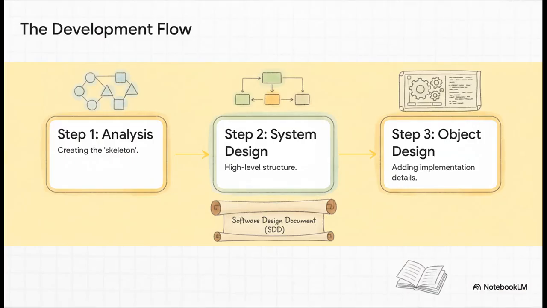And this little flowchart shows you exactly where object design fits into the whole process. See? You start with analysis, you find your objects, you build that skeleton. Then you zoom out a bit for system design, figuring out the high-level structure, how the big pieces talk to each other. Then you zoom right back in for object design. And that's our focus today. It's where you add all those rich, nitty-gritty implementation details. It's the real bridge between a cool idea and an actual plan.